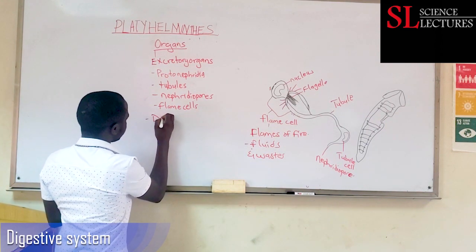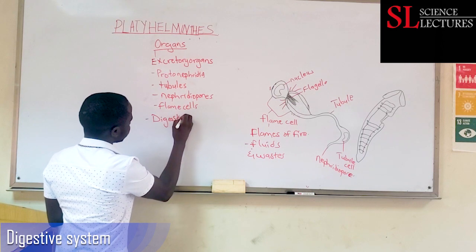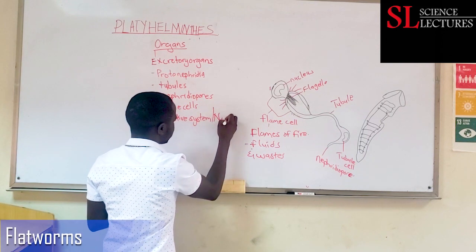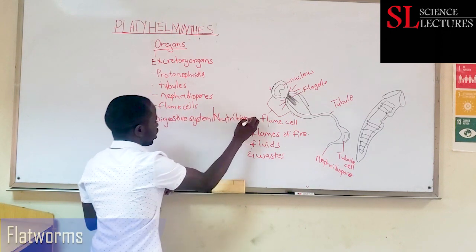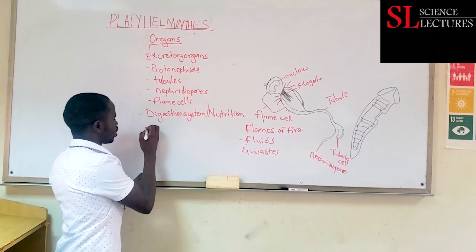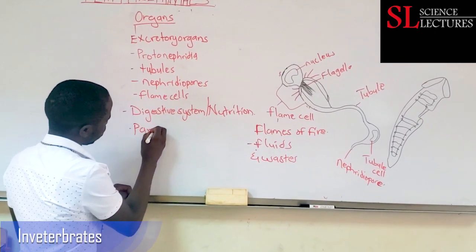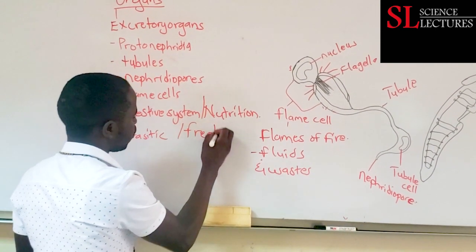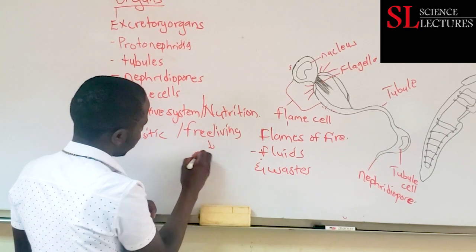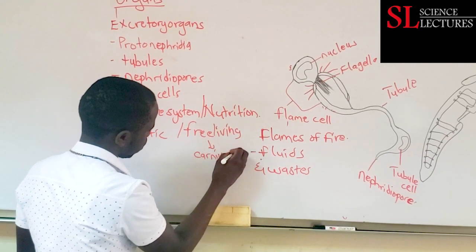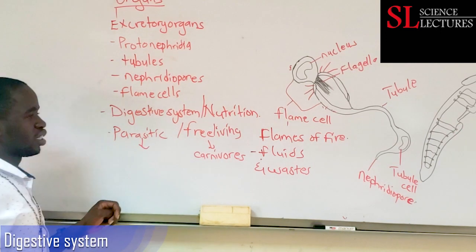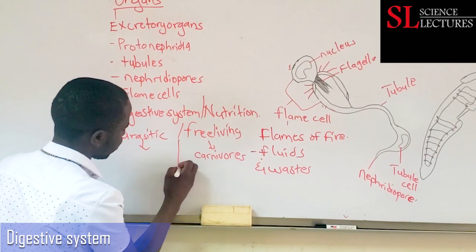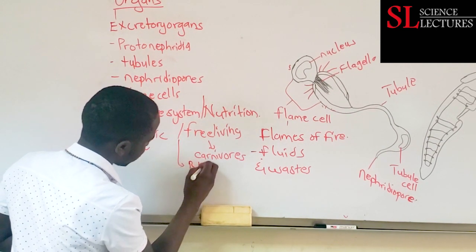Next, we look at the digestive system and their nutrition. What do they feed on? As I had earlier hinted, we have the parasitic ones, and you have the free-living flatworms. These ones are carnivores. They hunt. The parasitic ones feed on already digested food. The free-living ones tend to have a blind gut.